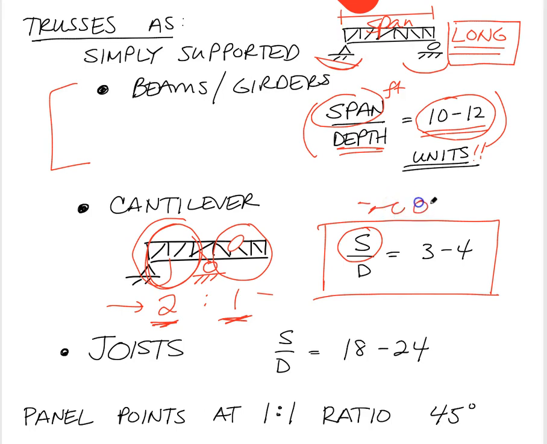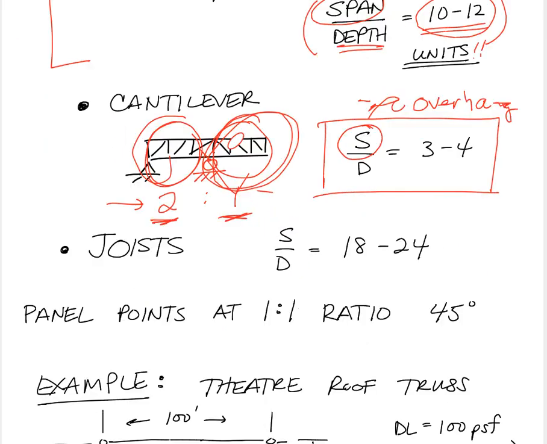There's the overhang span. So that would be the length of that overhang right there. So also then back from the design handbook, we would have for joists, which would be more tightly spaced, the S over D, the span to depth ratio would be somewhere between 18 to 24. Again, trying to keep the diagonals optimal would be at 45 degrees if we could do that.